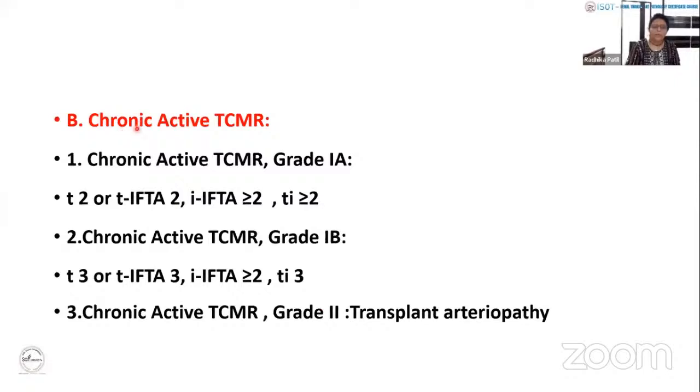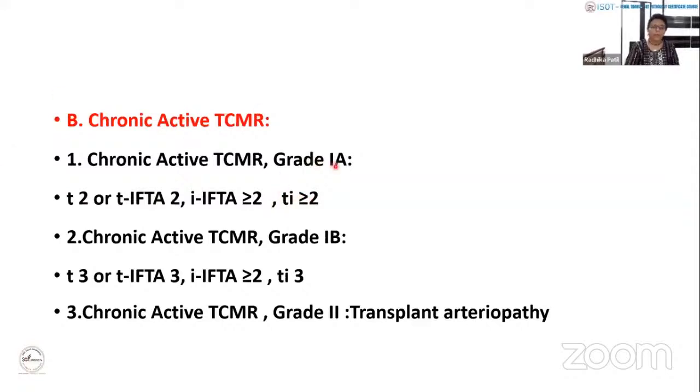So in Banff lesions, chronic active TCMR grade 1A is when there is moderate interstitial inflammation in the atrophic, around the atrophic tubules or in the fibrosed, like interstitial fibrosis area, should be moderate, and tubulitis should be moderate. Total inflammation also should be moderate at least.